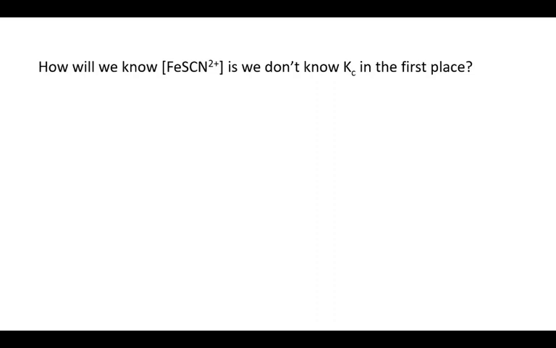Okay, wait a minute. All of this was predicated on knowing the iron thiocyanate concentration. But this system is in equilibrium, and we don't know the iron thiocyanate concentration if we mix together known concentrations. Wasn't that the whole point of the experiment? You're right, this is a problem. How are we going to know the iron thiocyanate concentration if we don't know Kc in the first place? The answer here is that we're actually going to make use of Le Chatelier's principle.